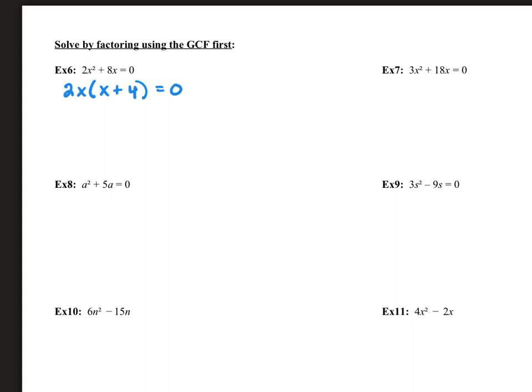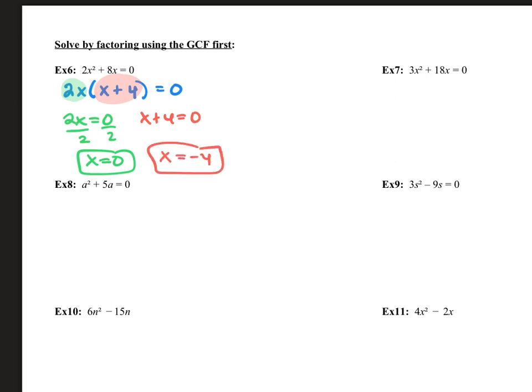And so now I've got my two quantities. I've got my green quantity multiplying my red quantity, and the result is 0. And so that means either my green quantity, which is 2x, has to be the one that equals 0, or my red quantity, which is x plus 4, has to be the one that equals 0. And so this one I would divide both sides by 2, and so one root is going to be x equals 0, and the other one I would subtract 4, and so my second root is going to be negative 4. Let's try one more together, and then I'll have you pause and do some on your own.